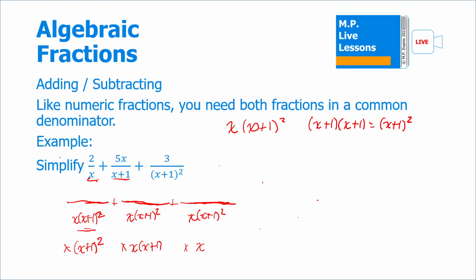So if we do all this, we get 2 times x plus 1 squared plus 5x times x plus 1. That's two sets of brackets. It's a big mess. And we just get 3x here. If we move this on top, we can combine everything onto one big fraction.